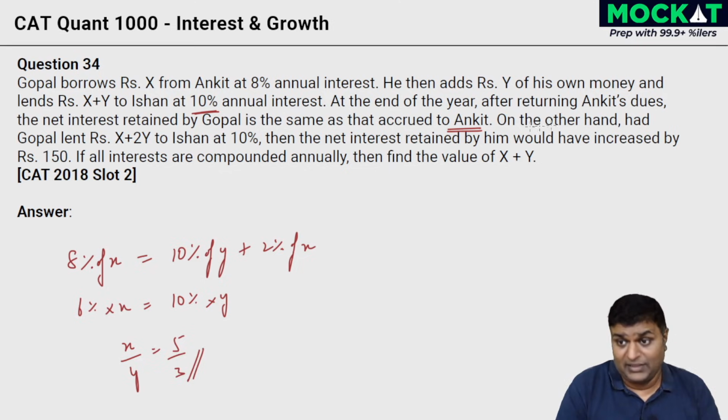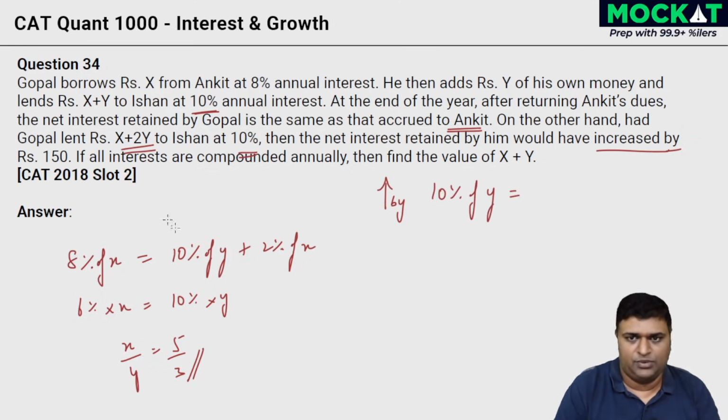On the other hand, had Gopal lent X plus 2Y instead of X plus Y, giving an extra Y at the same 10%, then the net interest retained by him would have increased by how much? This increase compared to the previous scenario is only because an extra 1Y is coming up. It was already X plus Y, but if it's X plus 2Y, then the increased portion is 10% of Y.